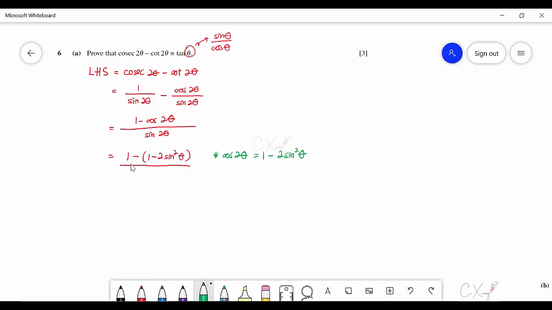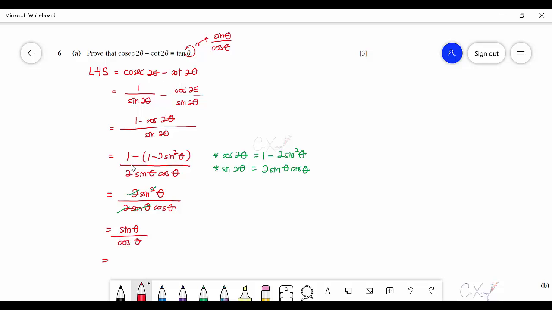for sine 2 theta, the double angle formula is very straightforward. There's only one, which is 2 sine theta cos theta. So substitute it straight away into your expression. If you simplify further, this is what you will get. And I think the answer is very obvious. 2 and 2 can be simplified off. Then the sine squared and the sine theta can be simplified off also. And therefore, you have sine theta divided by cos theta. And eventually, you get what they want you to prove. It equals tangent theta.